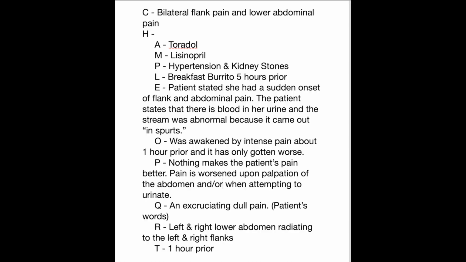So next is the chief complaint, and this is pretty self-explanatory, the chief complaint of the patient. In this case, the patient is complaining of bilateral flank pain and lower abdominal pain. And that's pretty much all I put on the chief complaint section. Next goes into the H section, which is your history section. And this is where I include my AMPLE and my OPQRST.